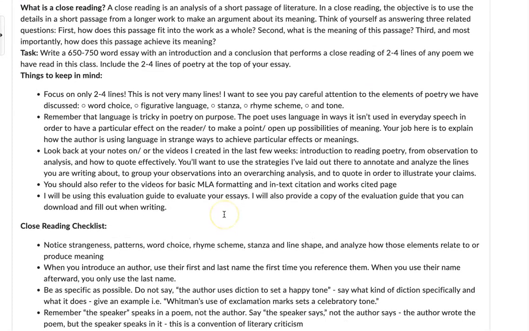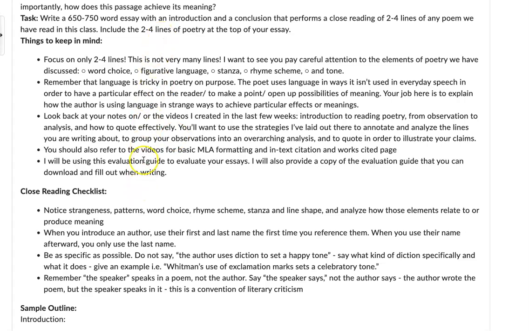So here are some things to keep in mind, just language is tricky, as I said, focus on 2 to 4 lines. Also look back at your notes and on the videos that I created. In particular, look at the introduction to reading poetry, look at the from observation to analysis, and the how to quote effectively. You'll want to use those strategies that I've laid out there to annotate and analyze the lines that you're writing about.